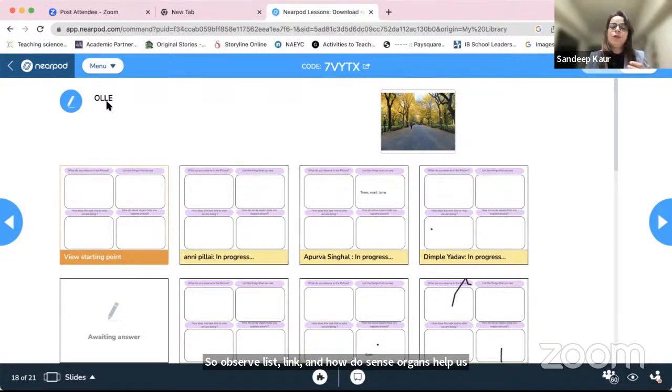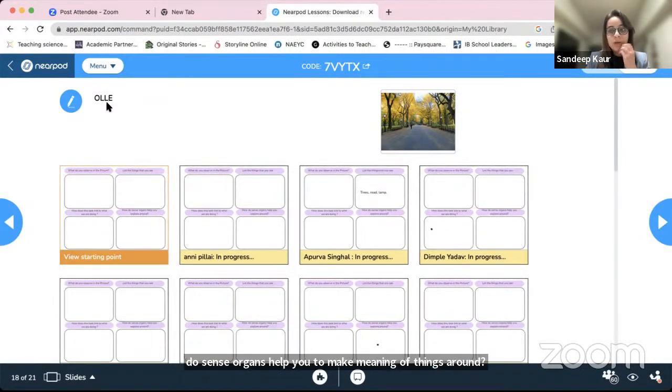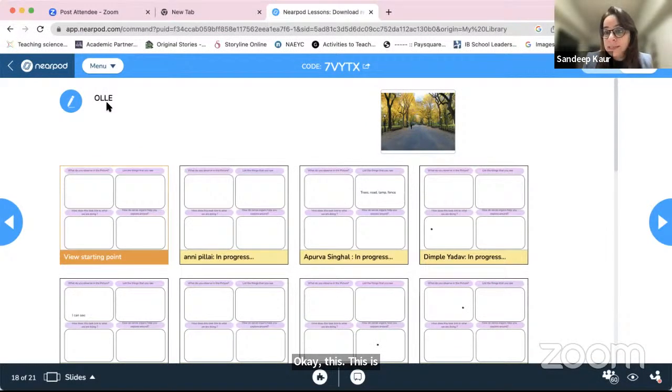That is something I would want you to write in your own language. How do sense organs help you to make meaning of things around? What do they help you do? So you need to explicitly write it in your own words. This can be what you might call a summative assessment. So I'm focusing on observational skills. Why? Because sense organs is a science chapter from EVS, where I'm developing scientific skills, and observational skills are a part of the early years or primary elementary years.